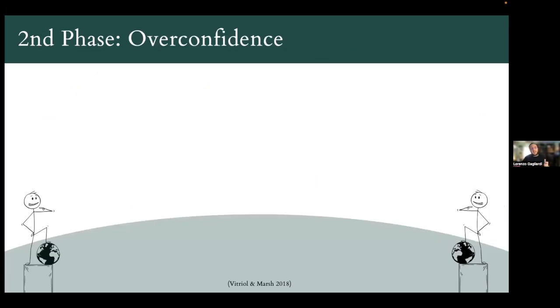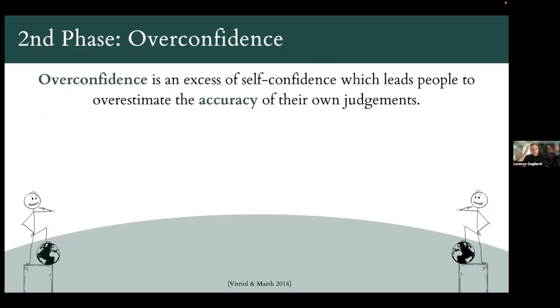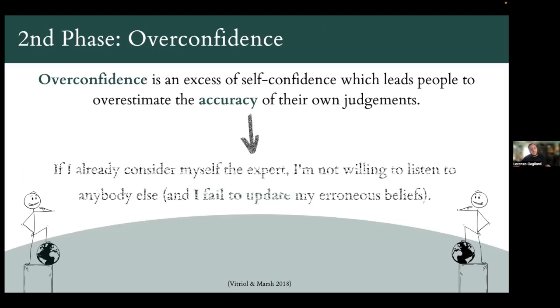And finally, I think the most important one is overconfidence, which is basically the tendency to overestimate the accuracy of your own judgments out of an excess of self-confidence. And this is especially important, I think, for science communication, because it's the kind of mechanism that leads you to think that if I already am the expert because I did my own research, I'm not willing to listen to anybody else. And eventually I fail to update erroneous beliefs.